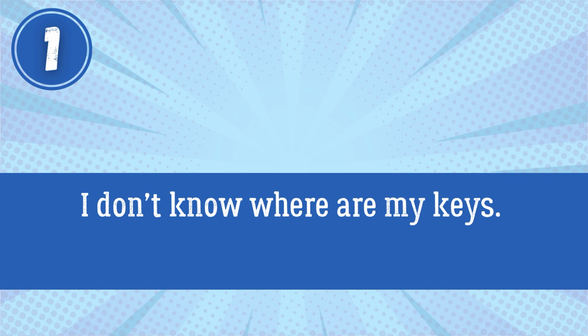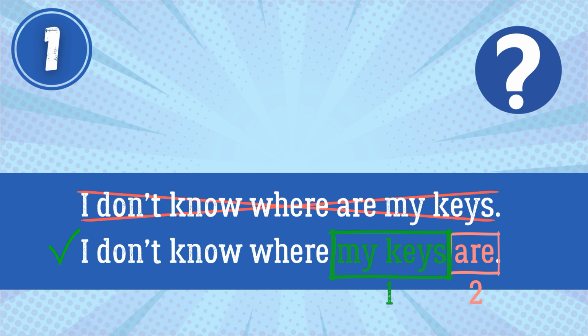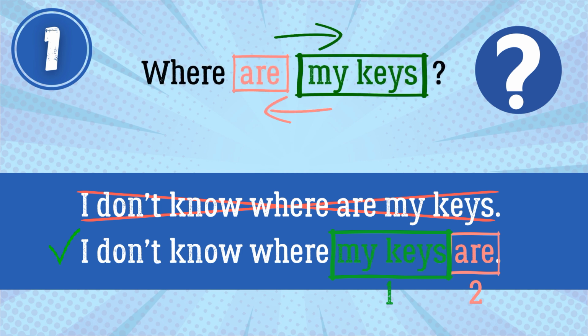I hope you found the mistake. The correct way to say this sentence is, I don't know where my keys are. This sentence is a statement, not a question. That's why we should use a standard word order with the subject keys going before the verb are. However, in the form of a question, the word order changes, and we say, where are my keys? You got it? Let's check.